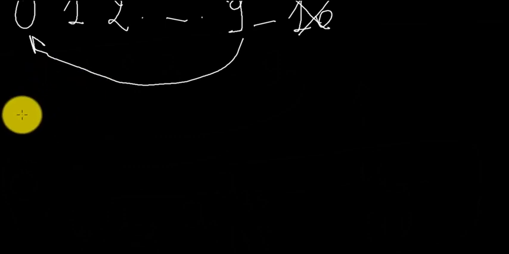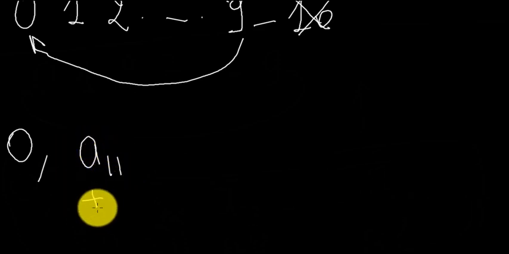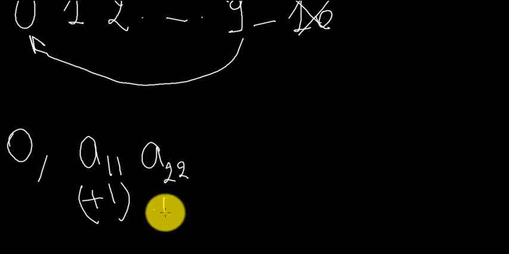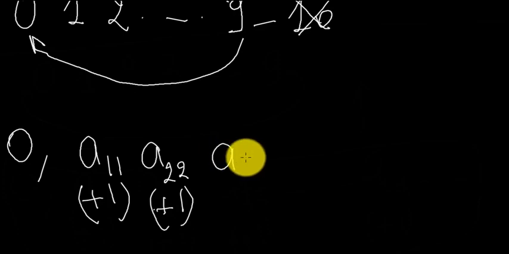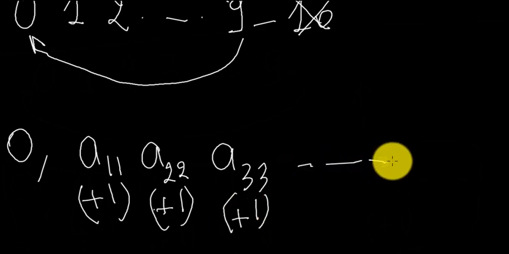So this element is basically this one. So let's just write it here, 0 point. So basically A11, we add 1 to it. A22, we add 1 to it. A33, we add 1 to it, etc., etc. And we go infinitely this way.